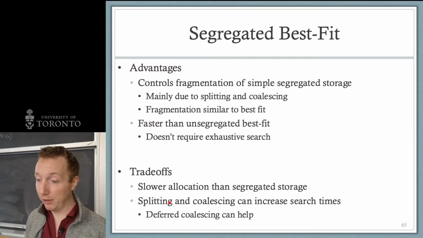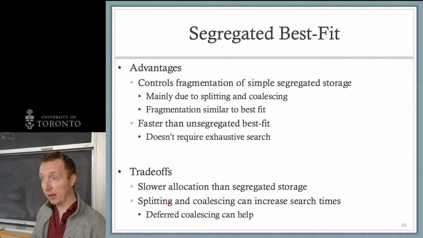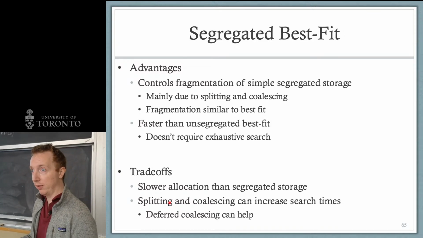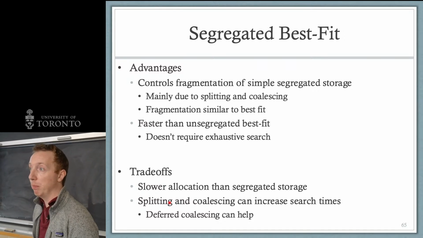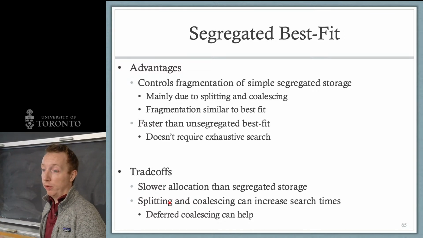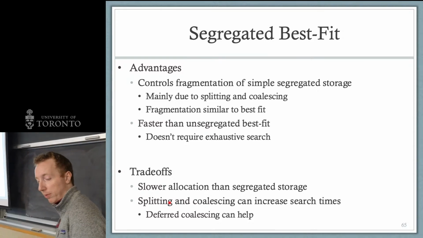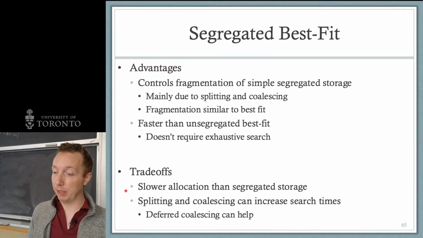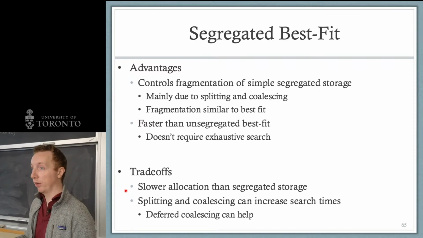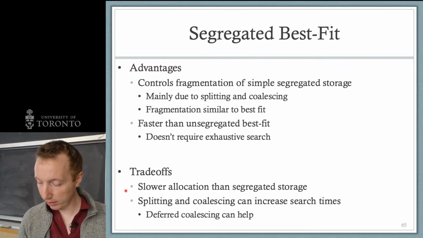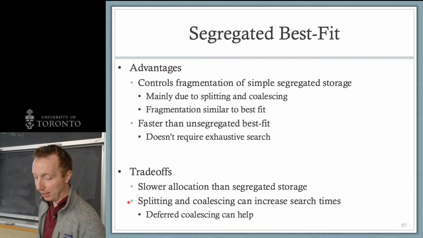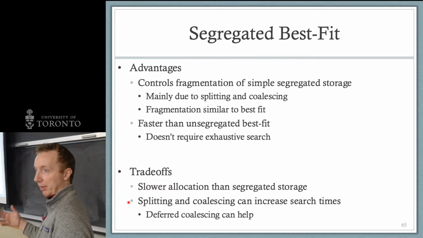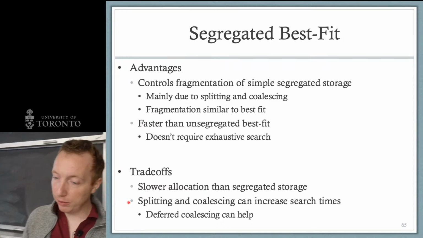It's going to be faster than not having segregation at all. It doesn't require an exhaustive search. I at least know what classes to search. I'm not bothering to search any allocations I know won't fit. But some trade-offs: doing the allocation is going to be slower. It has more things to go over, more different lists. And splitting and coalescing can really increase the search time, especially if we reuse that again.